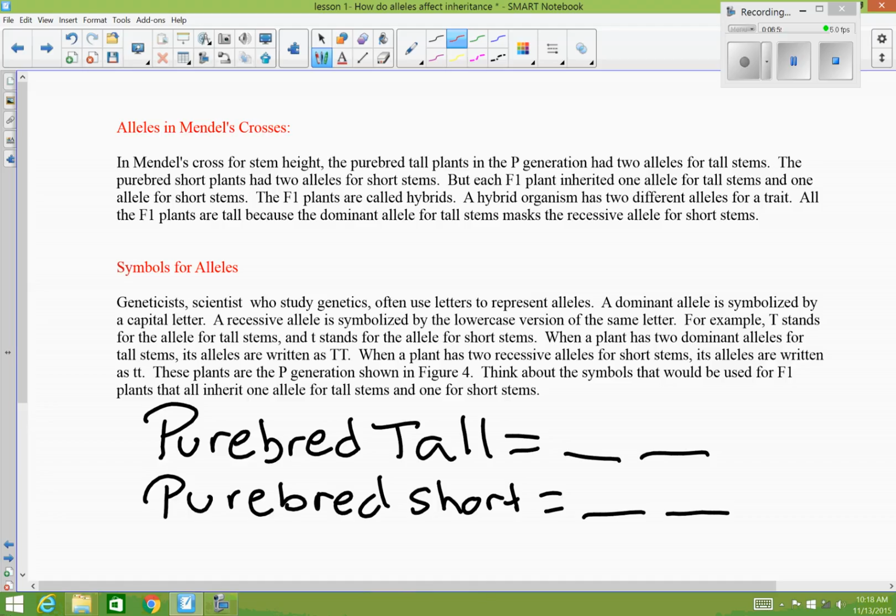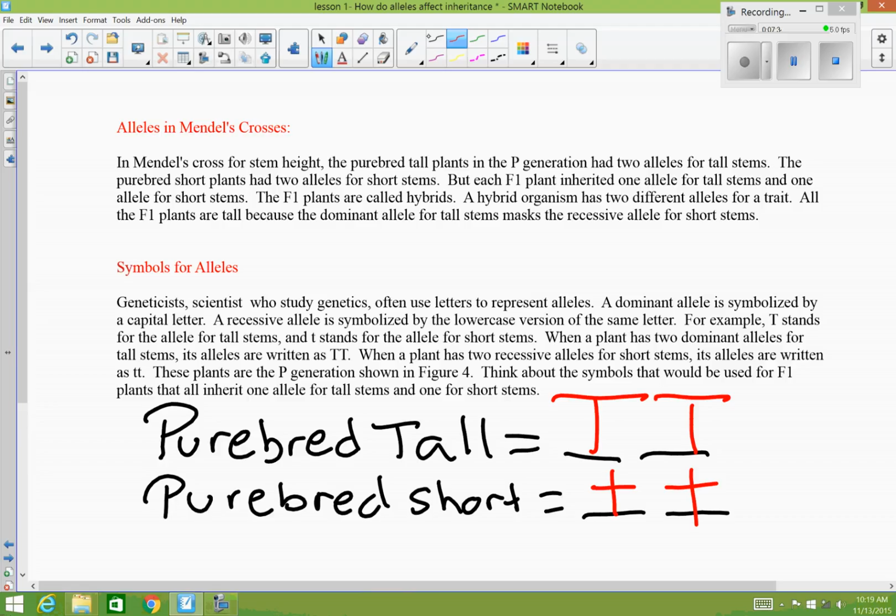All right, welcome back. So for purebred, we already know that the capital T represents tall, and we know it has to have a capital T because we said it had a tall stem. Now, purebred means that the alleles are exactly the same, or identical. So in this case, we would have to have a second capital T. Now for purebred short, what letter represents a short allele? You got it! Lowercase t. So purebred means that the alleles are identical, so we're going to fill it in with another lowercase t.